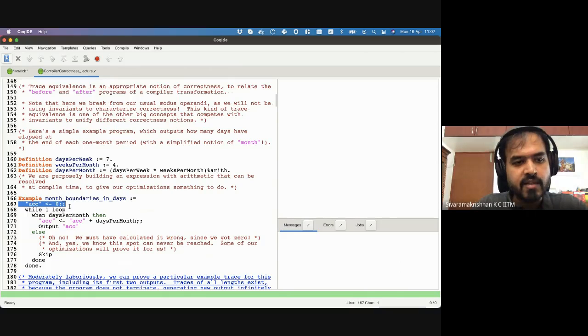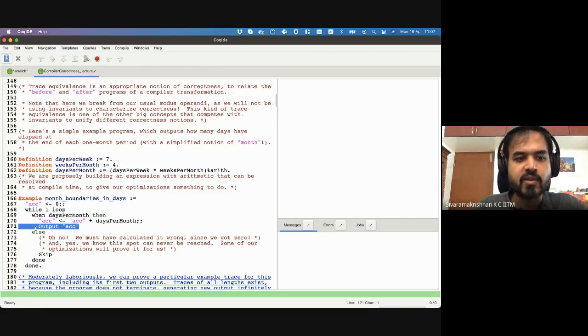So initially the accumulator is 0 and I have while 1, right? So this loop never terminates. This is just going to go forever. And recall that this when command is really an if. So I'm checking if days per month. Again, this is always going to be a positive value, right? Because we know days per month is going to be 7 times 4. So when days per month, then accumulator is accumulator plus days per month, and then output the accumulator.